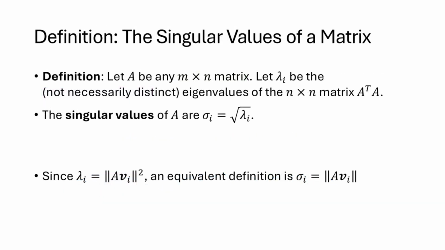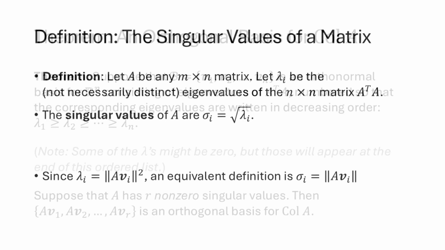And so this leads to a definition of what we call singular values of A. So if A is any m by n matrix, we let lambda i be the not necessarily distinct eigenvalues of the n by n matrix A transpose A, and then we define the singular values of A to be sigma i, which is equal to the square root of lambda i. Another way to define this is to just let sigma i be the length of A vi.